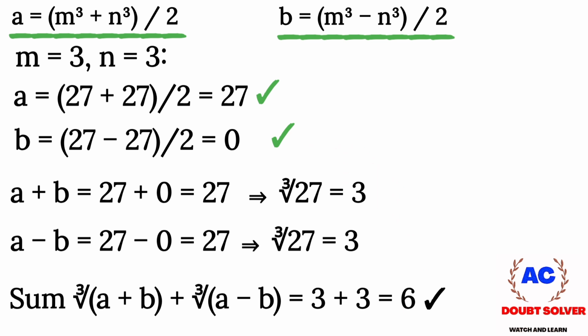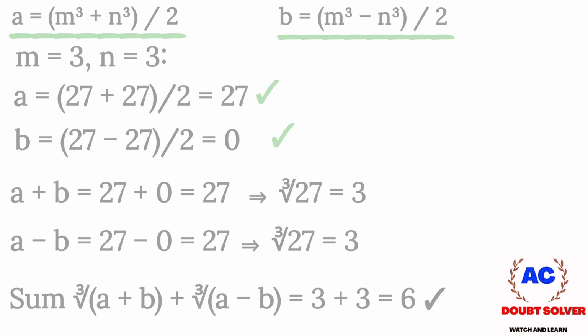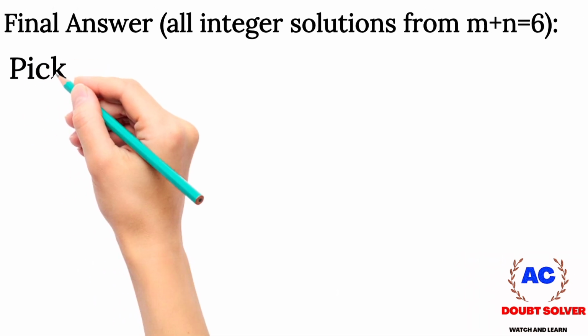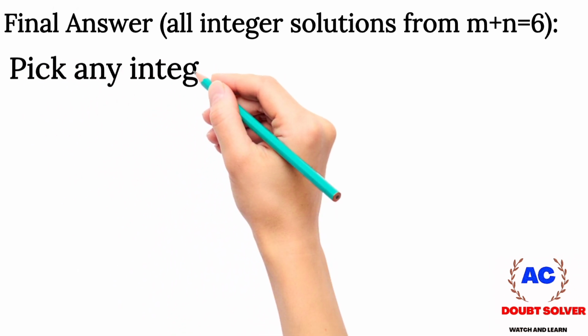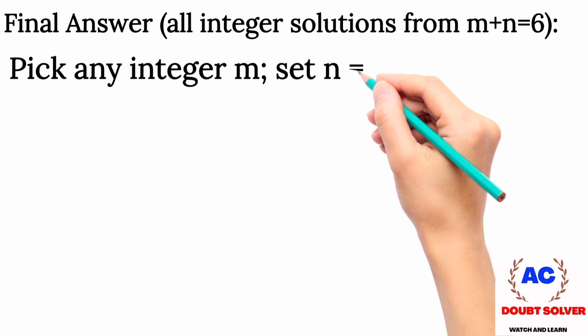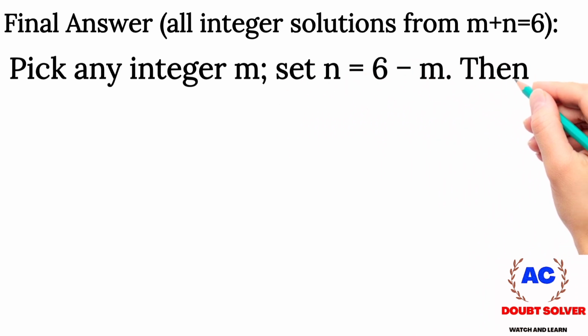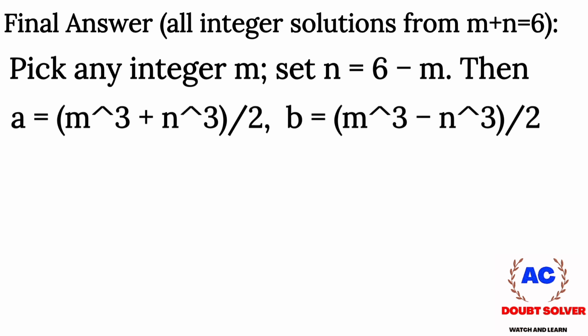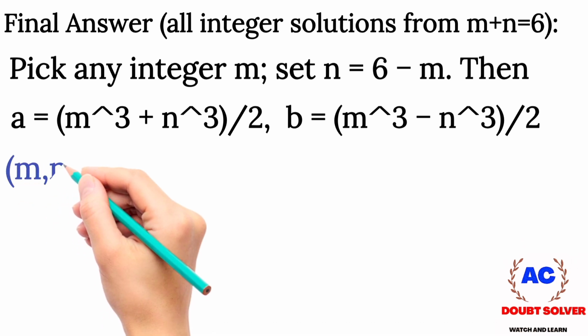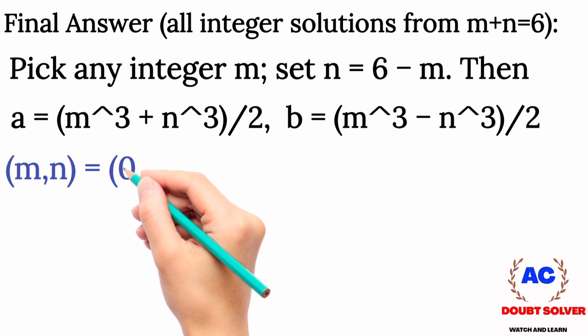So now moving to the next step. So similarly, for the final answer, we have the expression m plus n is equal to 6. We will pick any integer m and calculate n from this equation, n is equal to 6 minus m. And also we have the expression of a and b, so a is equal to m cube plus n cube divided by 2 and b is equal to m cube minus n cube divided by 2. So by picking the value of m and n, we calculate a and b.